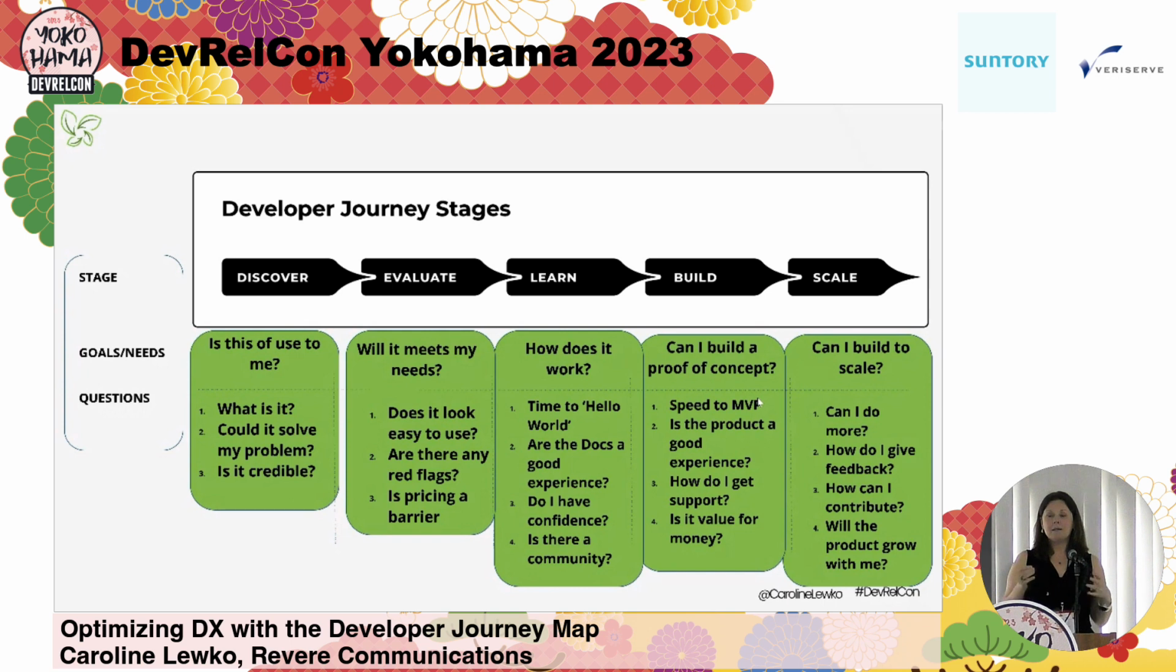And it may indeed be very important, and it may indeed help a developer do something really fantastic, but just remember that yours isn't the only one that they're using. So find out, they want to know, is it of use to me? Will it meet my needs? How does it work? Can I build a proof of concept, and can I build to scale? So just watch that journey point.